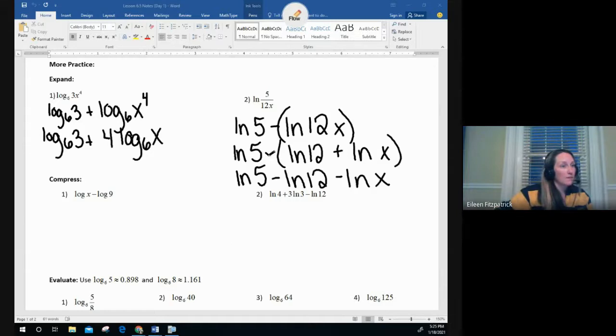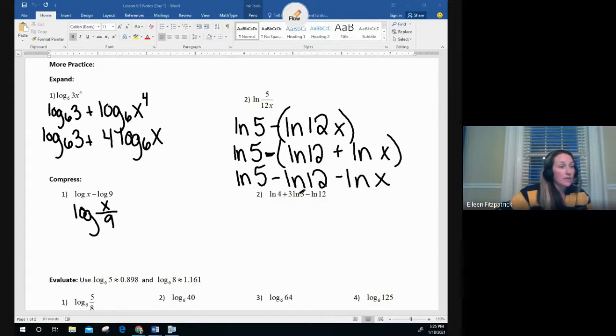You may have missed that part if you did this on your own first with the parentheses, and if you did, you would just have one sign that was different. Compressing, so going the opposite direction. Multiplication pairs with division, so I have log, and it's base 10, of x divided by 9.